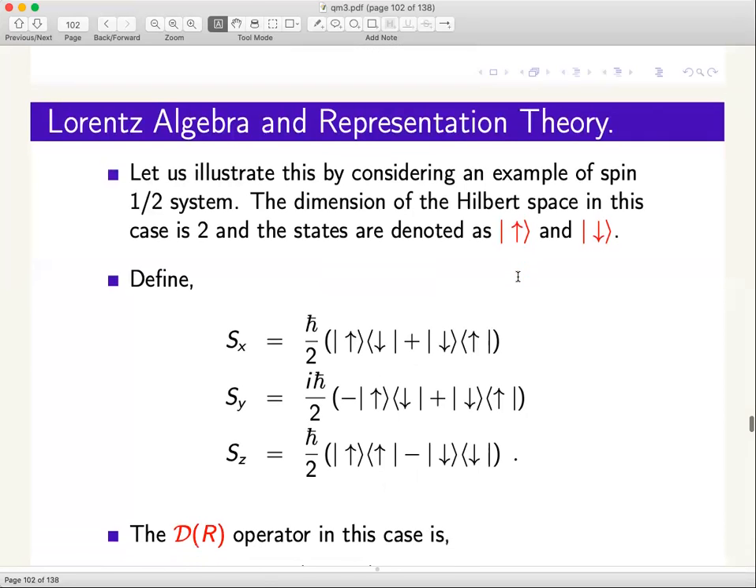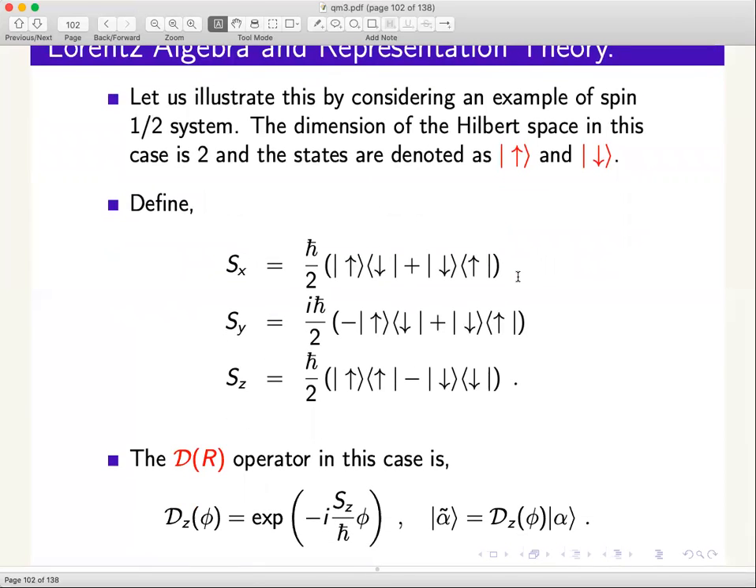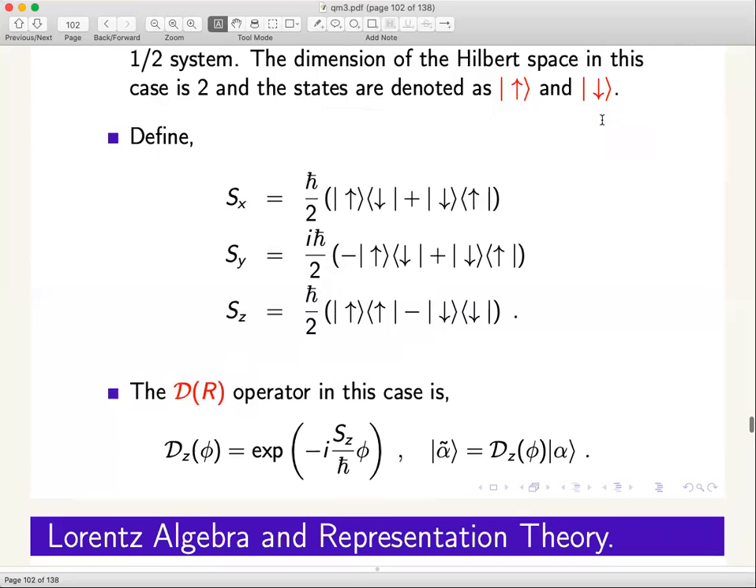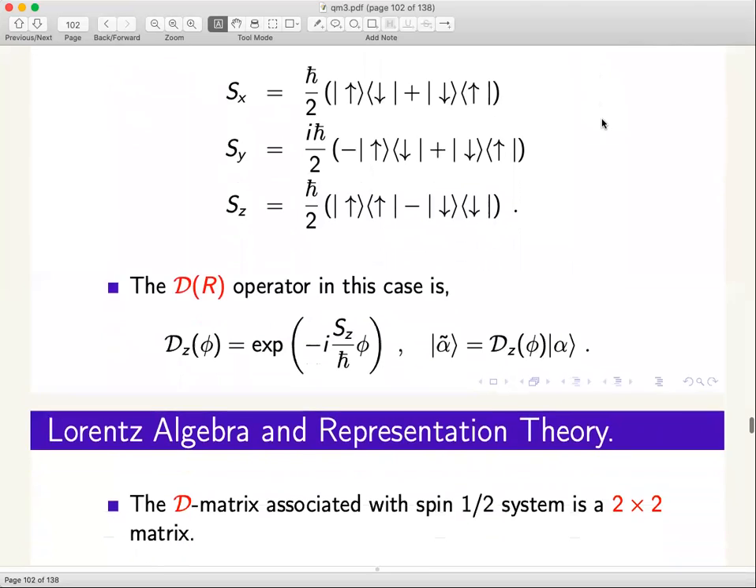Now you could write down the D matrix in operator form using these objects, and you can write the z component of the D matrix as the exponential of minus i Sz upon h bar times phi. As usual, the rotated state would be just D_z(phi) acting on the original state. That original state could be any of these two, or it could be a linear combination of those two, and so on.